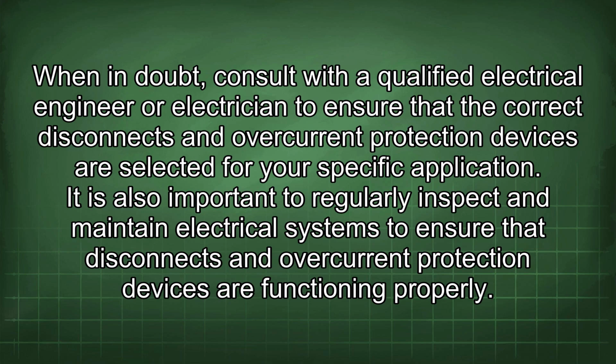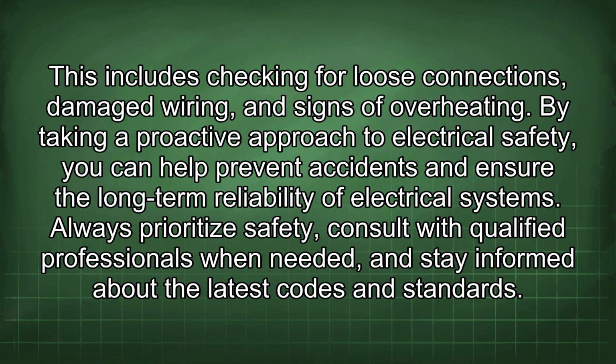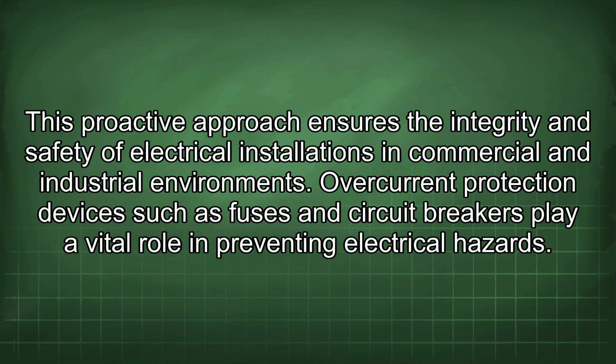It is also important to regularly inspect and maintain electrical systems to ensure that disconnects and overcurrent protection devices are functioning properly. This includes checking for loose connections, damaged wiring, and signs of overheating. By taking a proactive approach to electrical safety, you can help prevent accidents and ensure the long-term reliability of electrical systems. Always prioritize safety, consult with qualified professionals when needed, and stay informed about the latest codes and standards. This proactive approach ensures the integrity and safety of electrical installations in commercial and industrial environments.